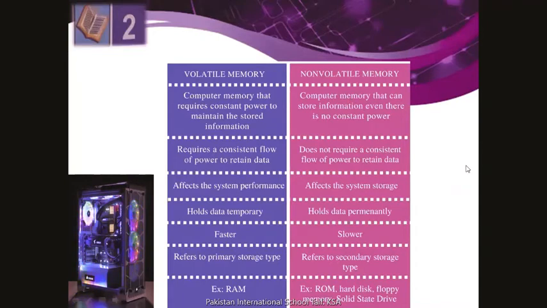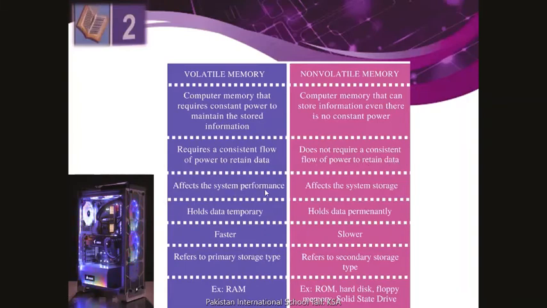Volatile memory requires a constant flow of power to retain data. If you want your data, you must provide the constant power and the flow of current. So it will save your data and you can continue your work. But non-volatile memory does not require a constant flow of power to retain data.